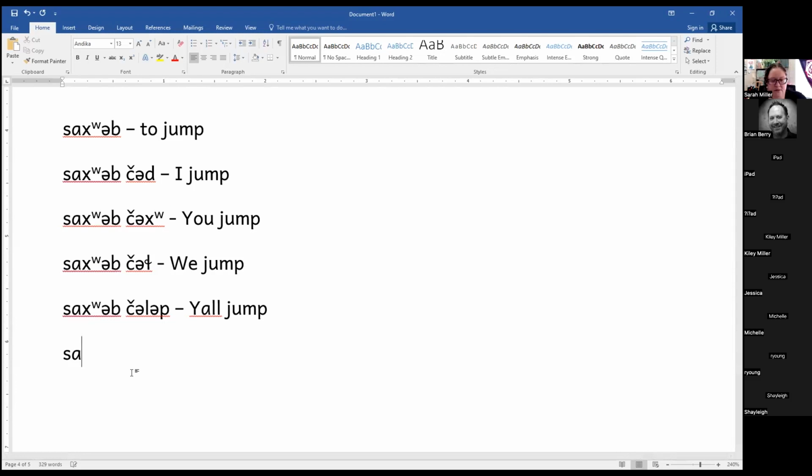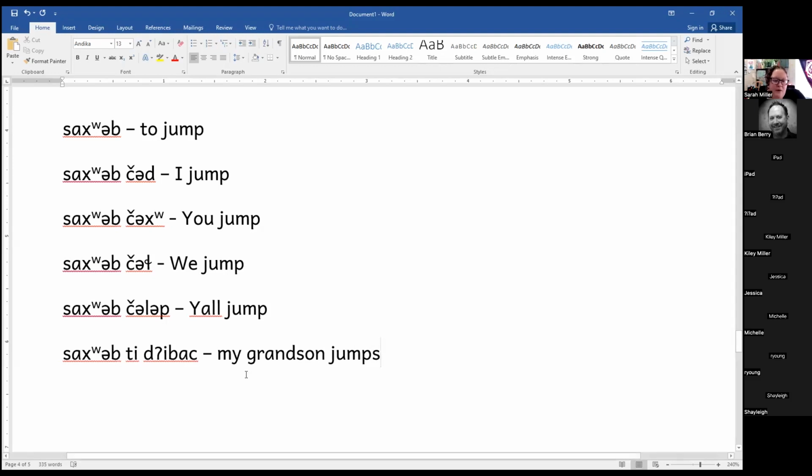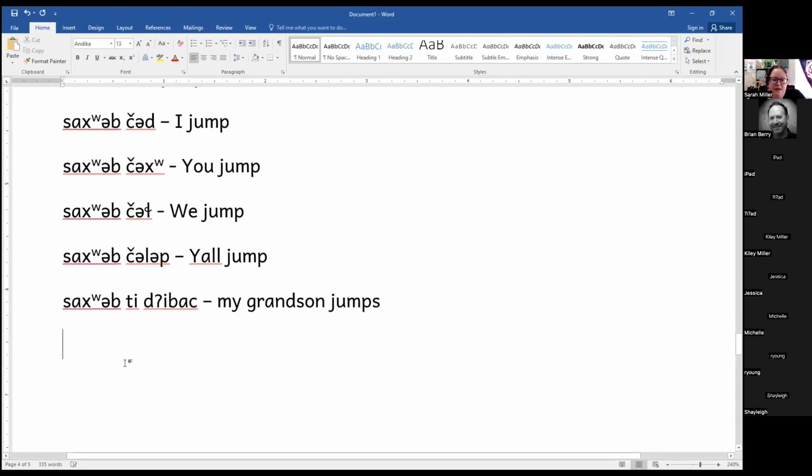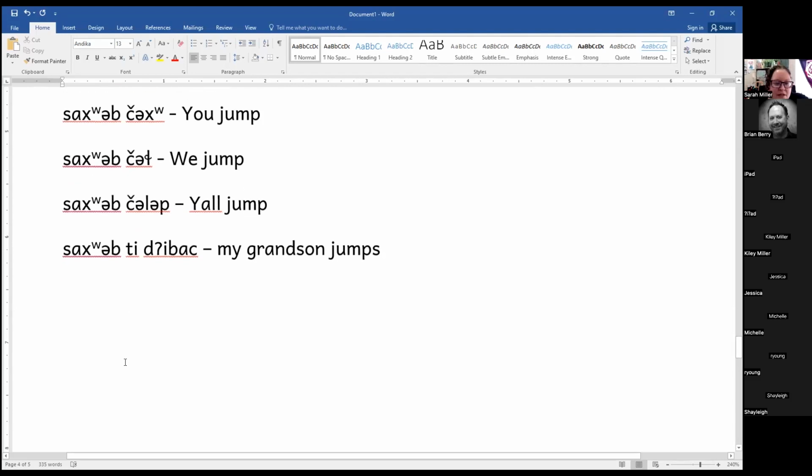So softweb teed ebots. This is a true story. My grandson jumps. Like he wants me to hold him while he jumps. Ebots is the word for grandchild. With a T, it's obviously grandson. A C would be granddaughter. You could que it to mean grandchild. We put that D in front of it for my. Softweb teed ebots.